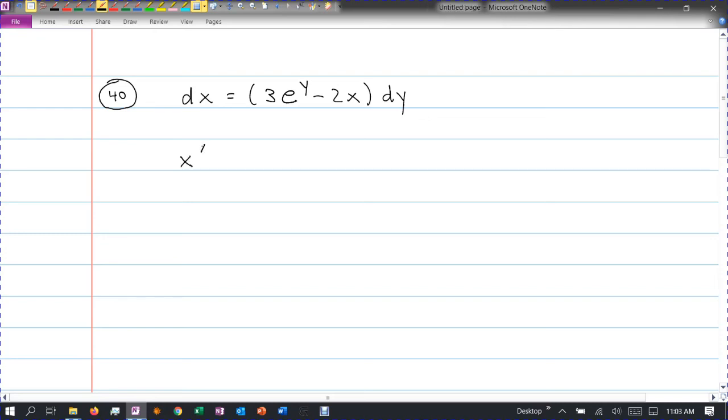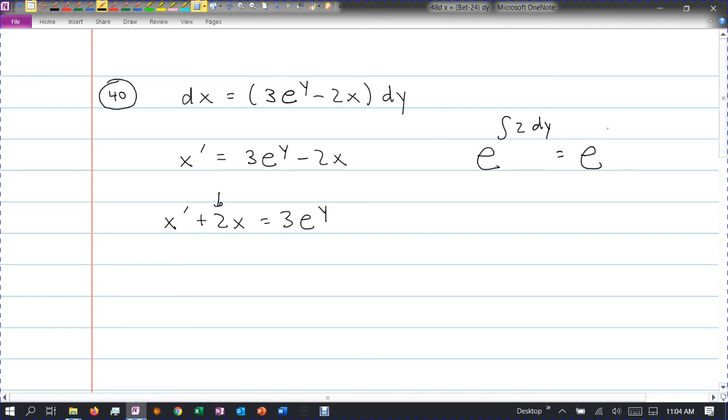See what happens. X prime, dividing both sides by dy. And now I need something in front of x, so x prime plus 2x equals 3e to the y. That should work. I have a function of y on the right. Got some function of y in front of x. Integrating factor, integral 2 dy. That's just going to be e to the 2y.